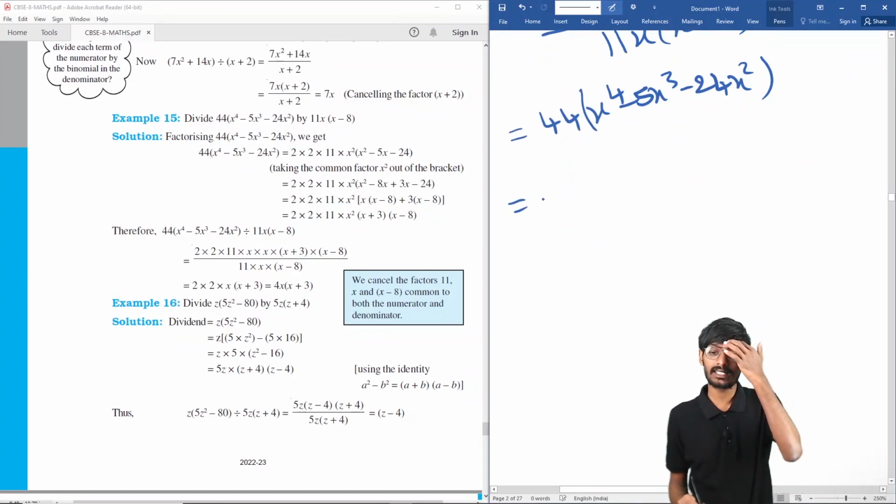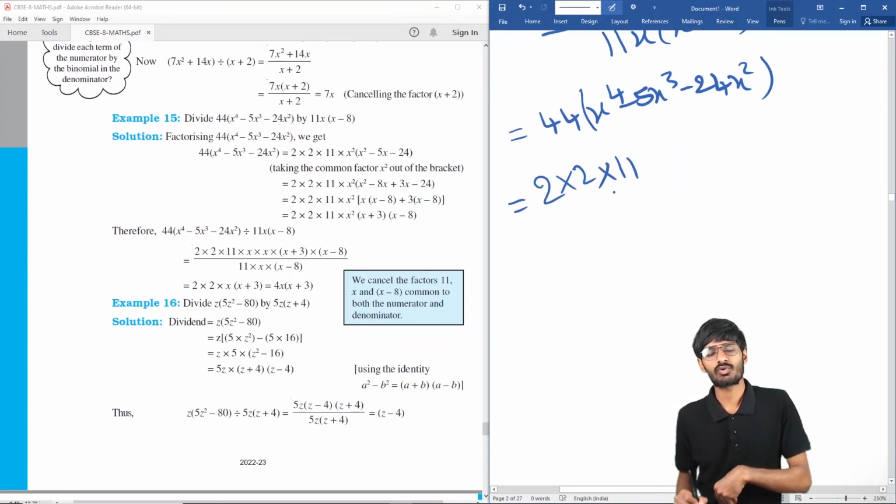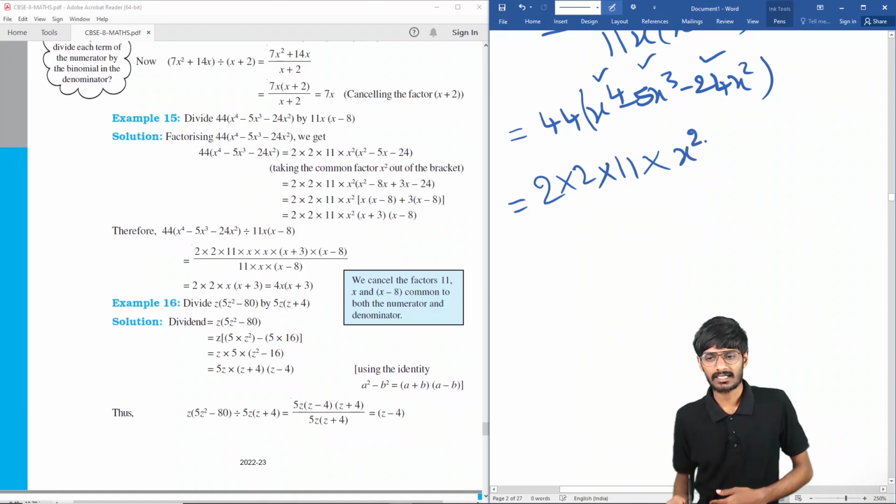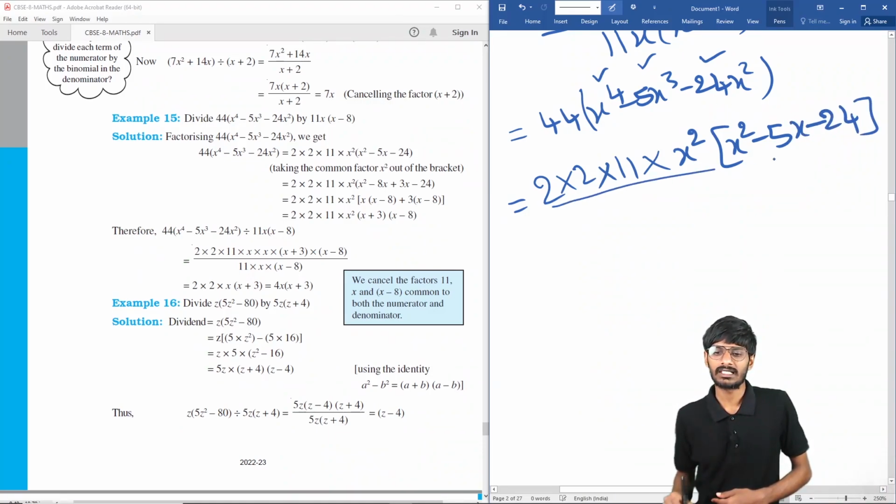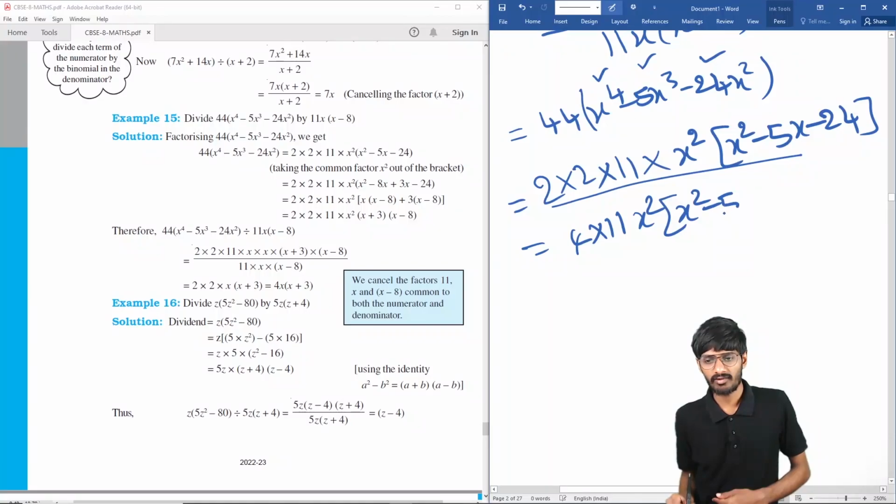where is the 44? You can write it as 4 into 11, and you can take x^2 common in all these three terms. If you take x^2 as the common, what is left is 4x^2 minus 5x minus 24. So in the division, what we have is 11x into (x minus 8). So we have to do further also. So we can write it as 11x^2 into (4x^2 minus 5x minus 24).